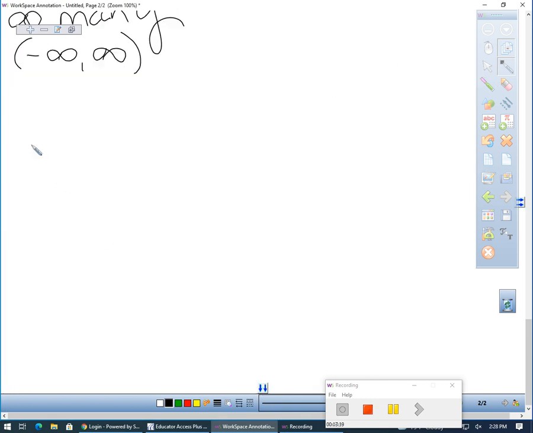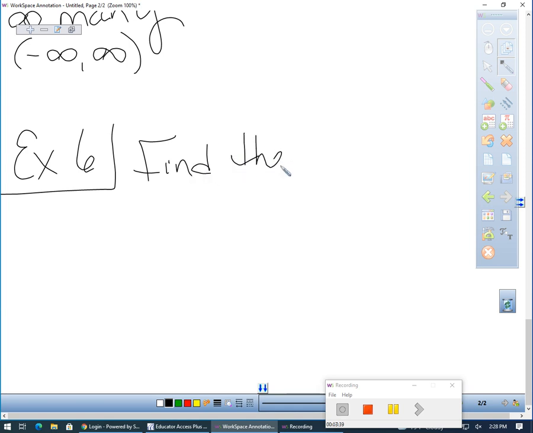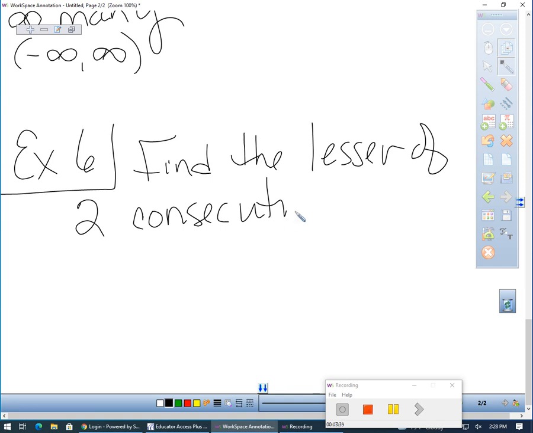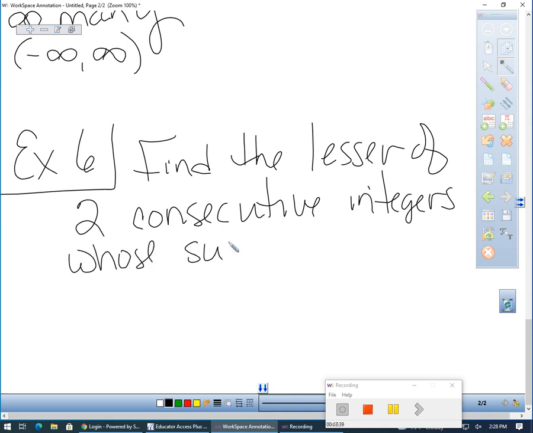All right, well, let's set up one of the word problems together. Find the lesser of 2 consecutive integers whose sum is less than 40. Actually, let's say 41. Let me change that. Sorry, 41.